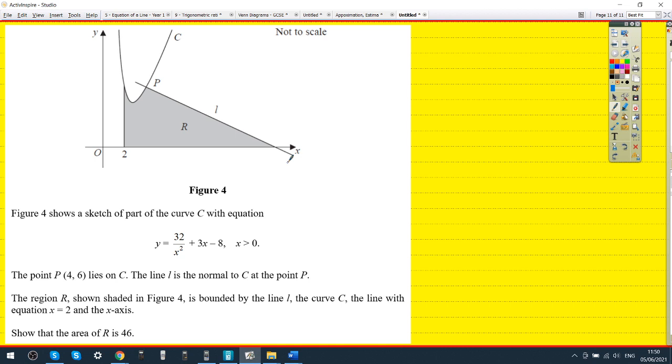Let me see. That's not correct. So differentiated. You get minus 64 x to the minus 1 plus 3. So that's dy dx.